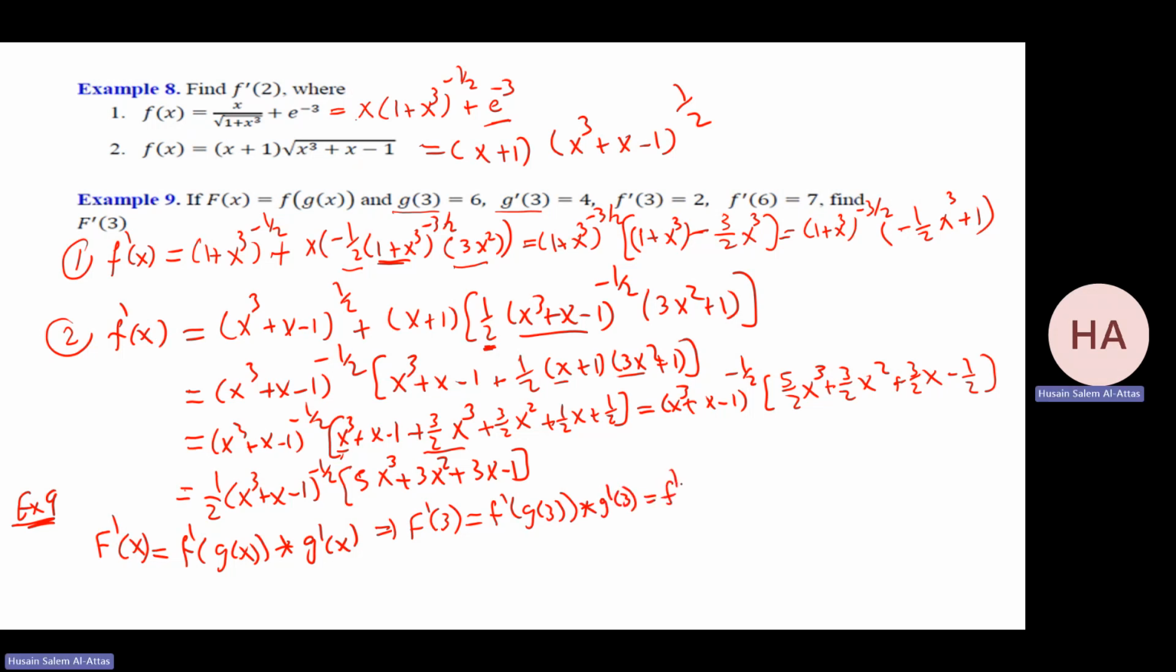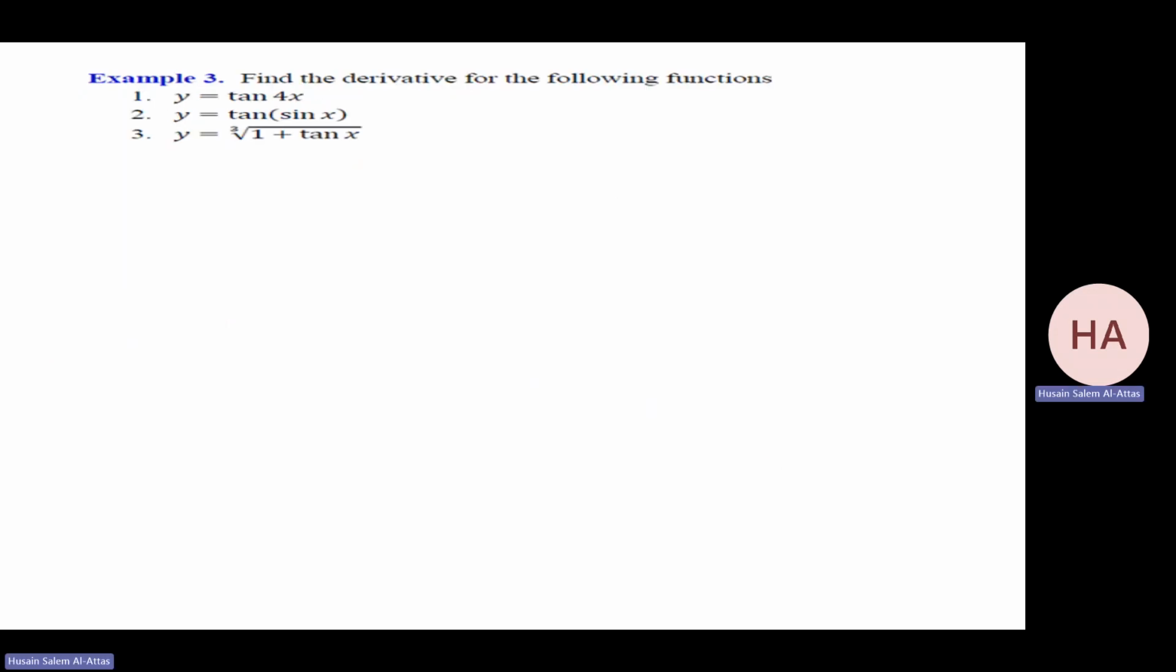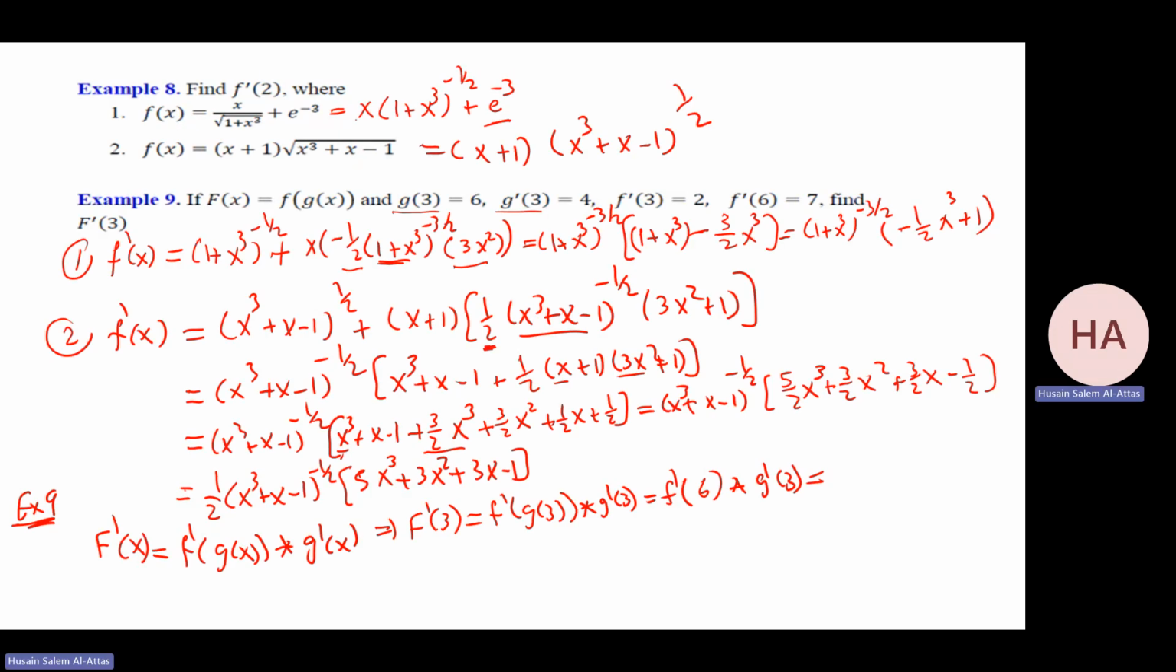Let us do the calculation. g at 3 is 6, so F prime at 6 times g prime at 3. What is F prime at 6? It's here. It's 7. What is g prime at 3? It's 4. The answer is 28.